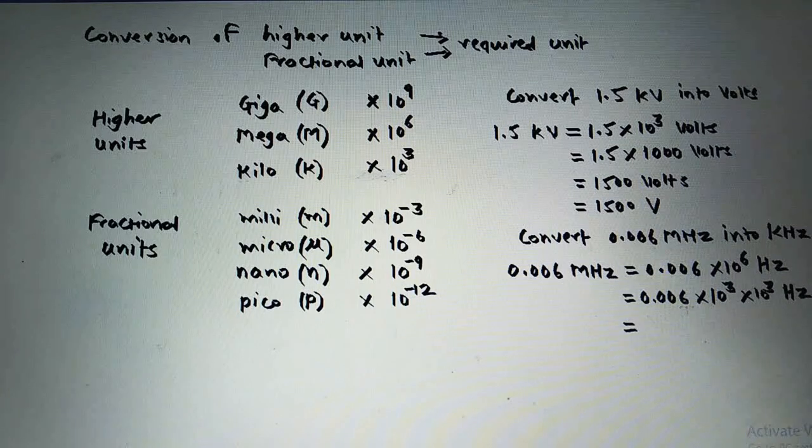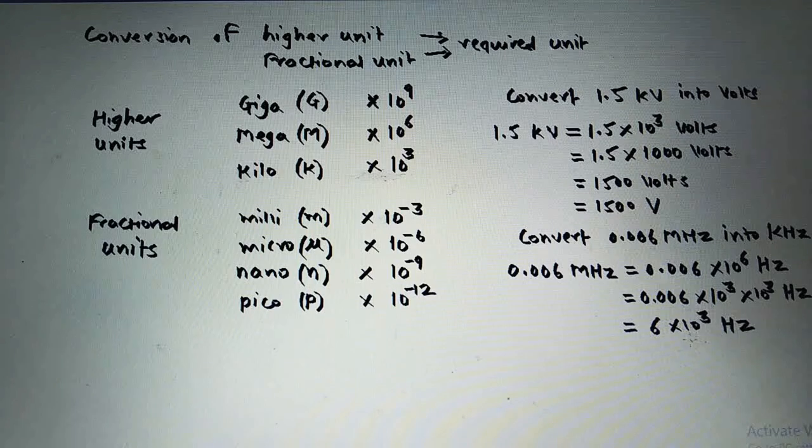Now 0.006 into 10 raised to 3, it will be equal to 6 here. So 6 into 10 raised to 3 hertz. So this will be the conversion of megahertz into hertz, but we have to convert this megahertz into kilohertz.